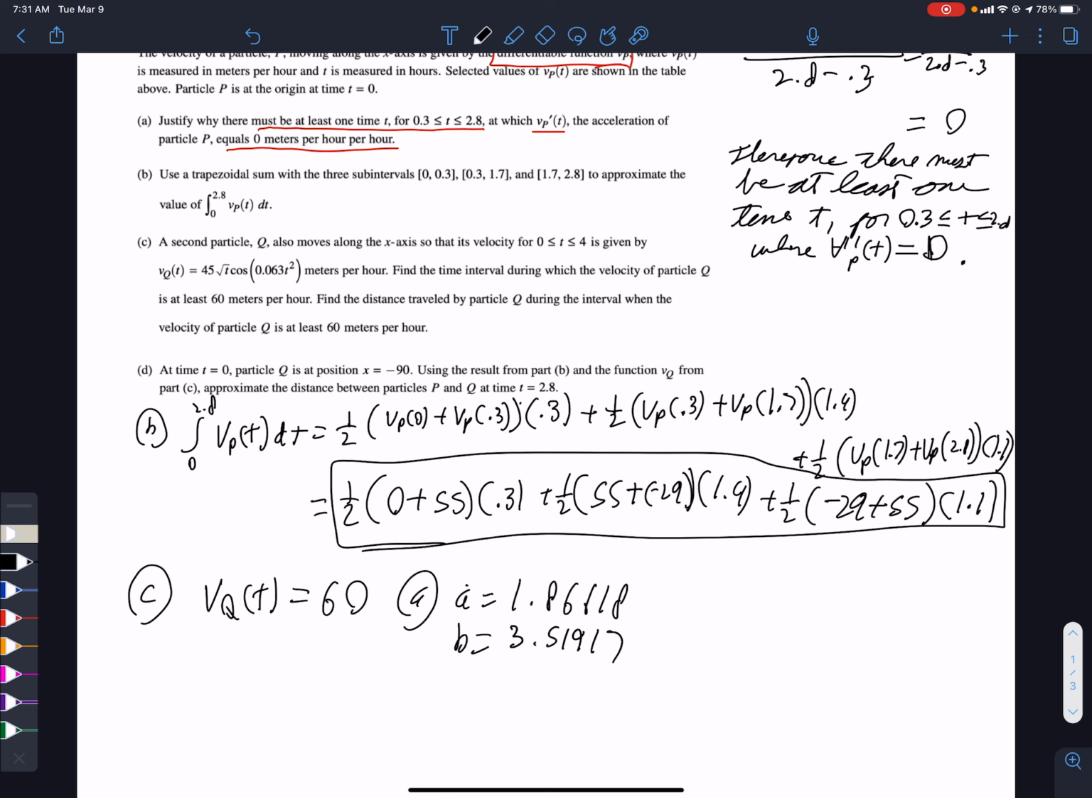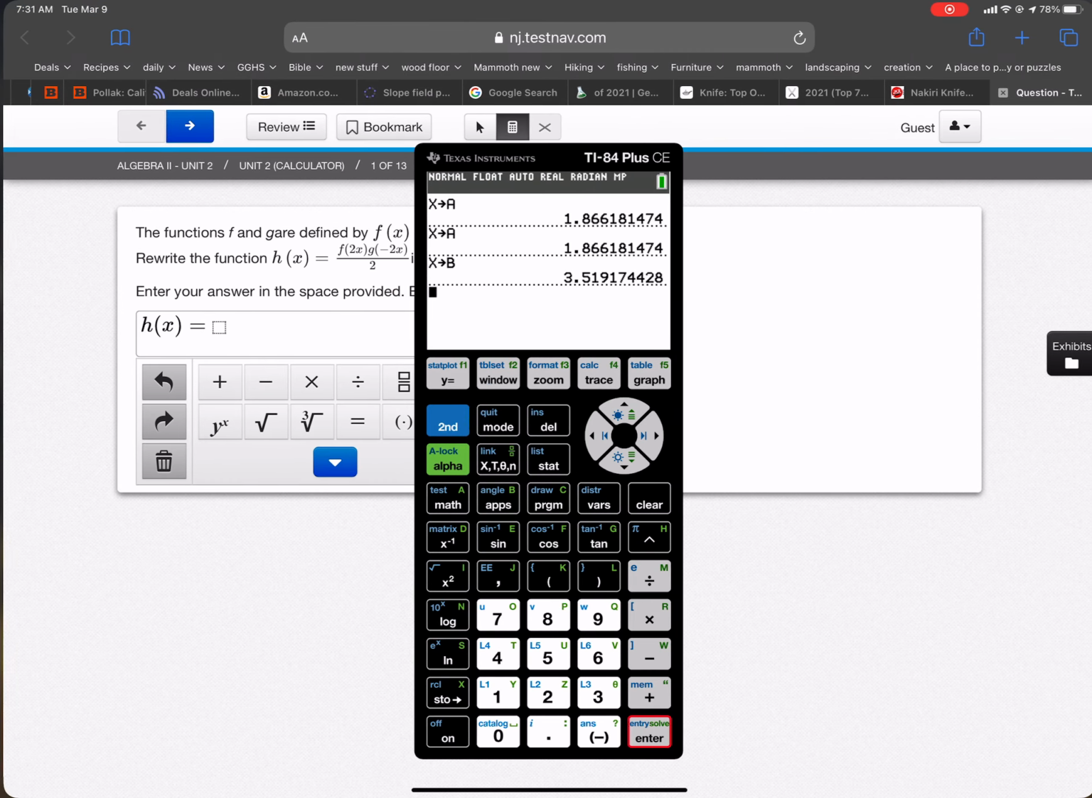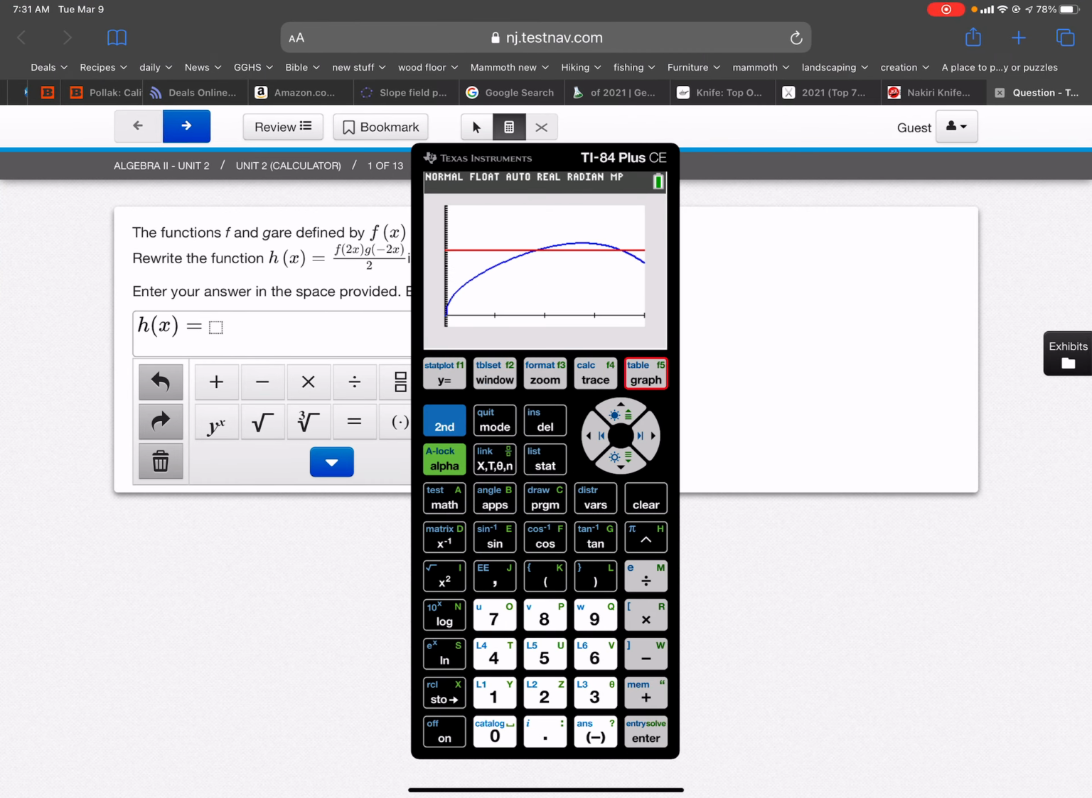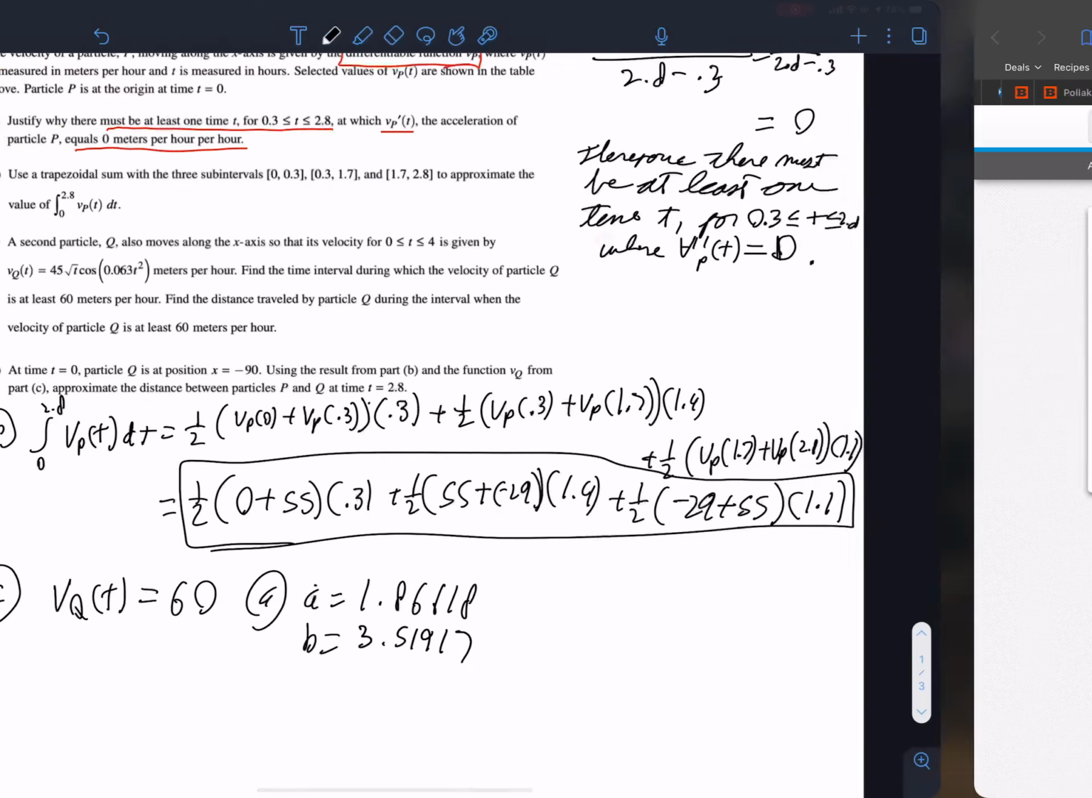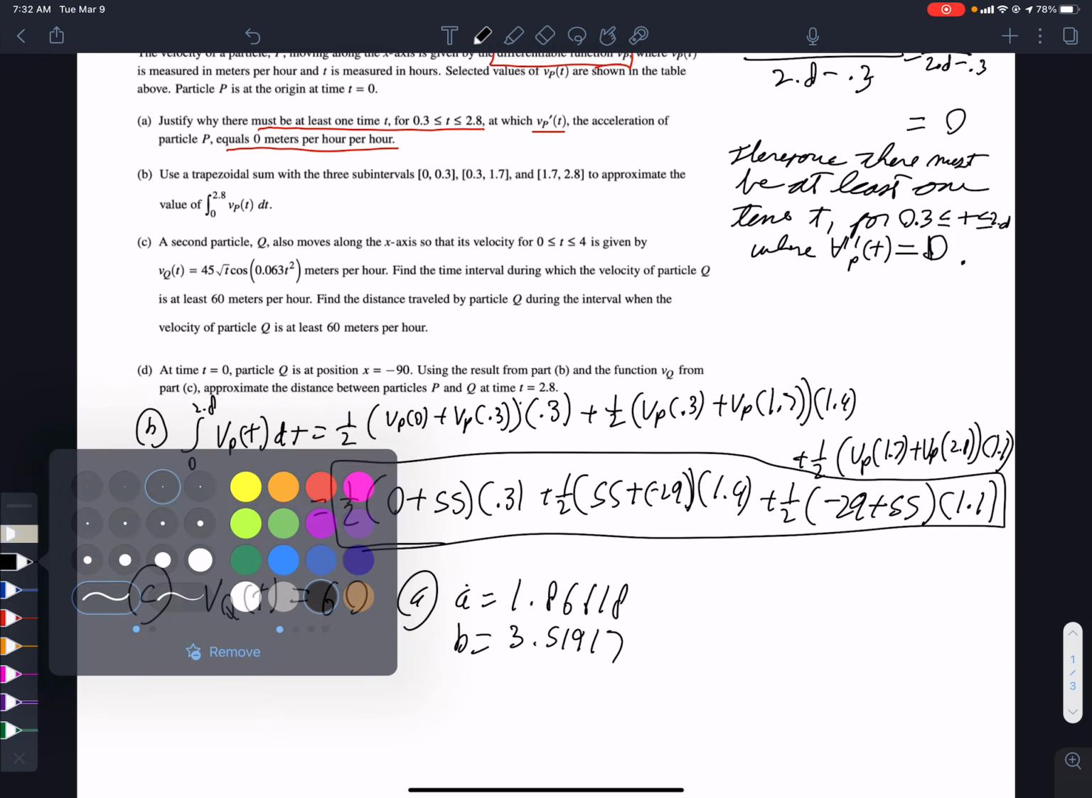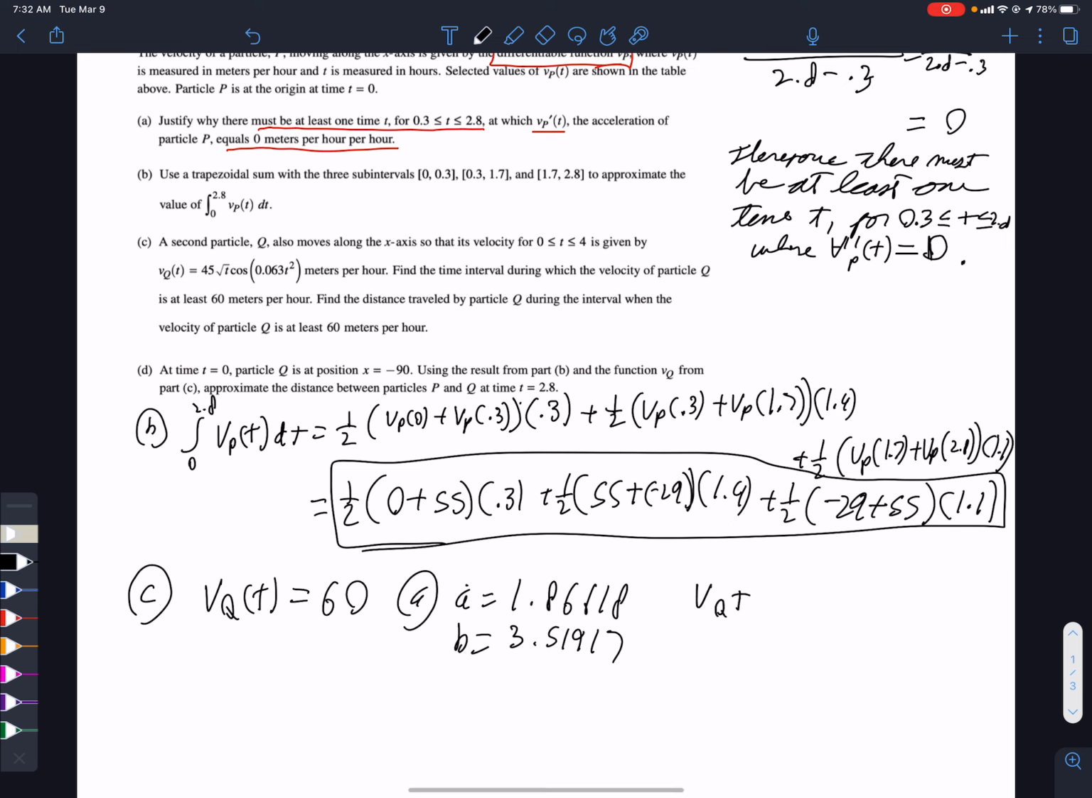And from this, we know it's greater than 60 between that. If you look at the graph, it's going to be between those two numbers where it's greater than 60. So I'm going to state that. So VQ of t is greater than 60. And I'm going to tell you for what region. For t between A and B. All right, so that's that part.